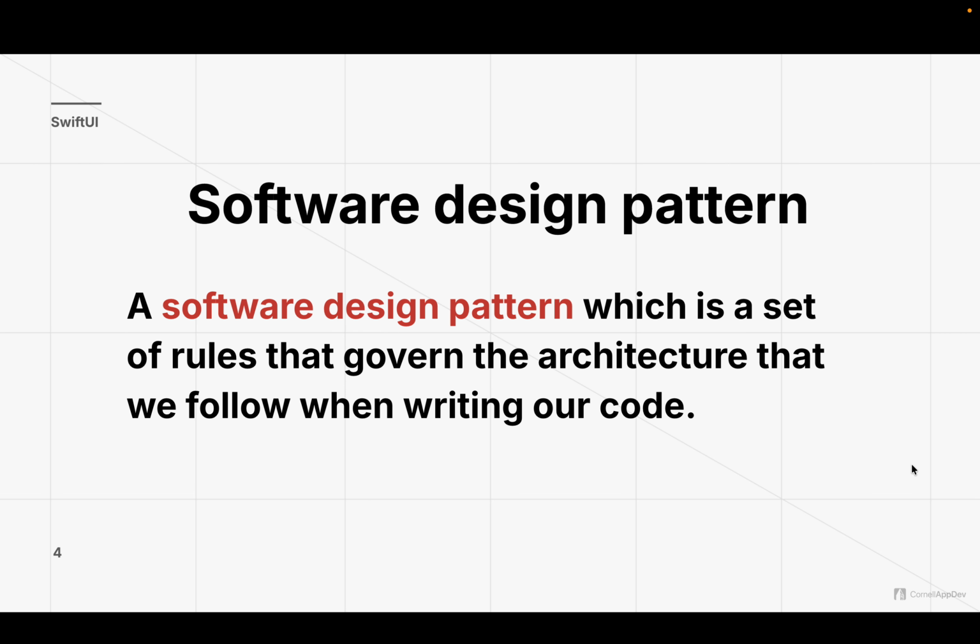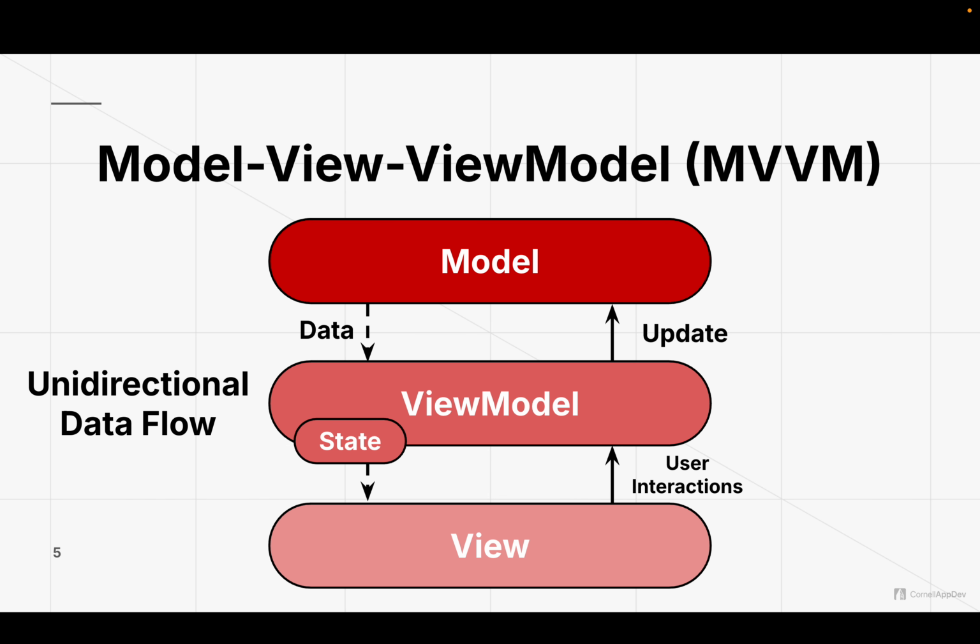So if you were here for MVC, you'll remember this. What is a software design pattern? It's a set of rules that govern the architecture we follow when writing our code. Remember, it's a repeatable solution that you can use. There are tons of different ways to reach the same goal, but this is a repeatable solution that's reliable. Here's a quick diagram of Model View ViewModel, MVVM.